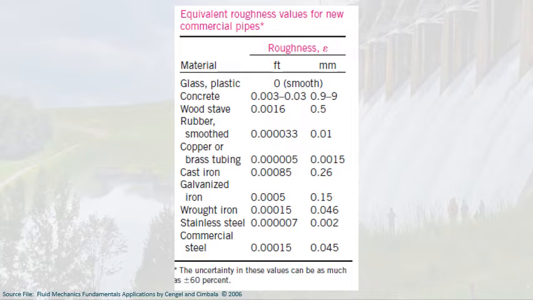This table gives us the equivalent roughness values for new commercial pipes. Say for example, you have glass or plastic. If you feel it, it's actually a very smooth surface. That's why the roughness would be considered as 0. You can also see here the different roughness for other types of materials. Say for example, you have stainless steel. The roughness in feet is 0.00007, and then we have 0.002 mm if it is in the metric system. You can use this table later on if you have, for example, a selection of type of pipe and you want to get the roughness for the relative roughness, which is epsilon over D.